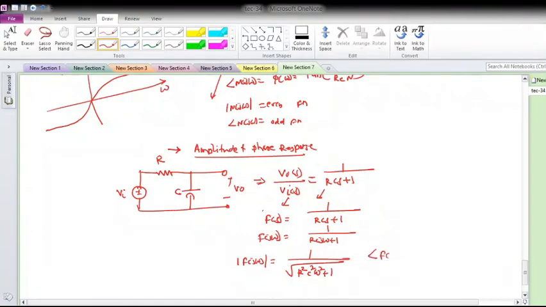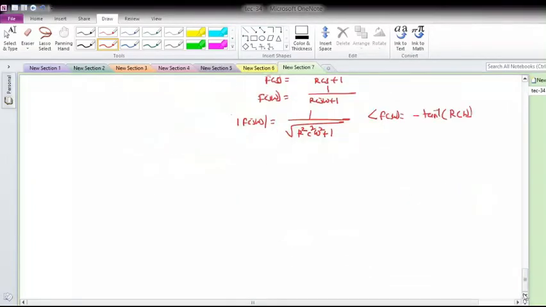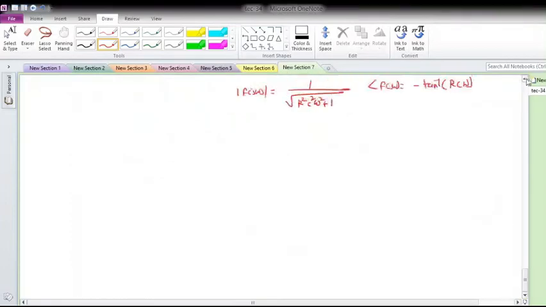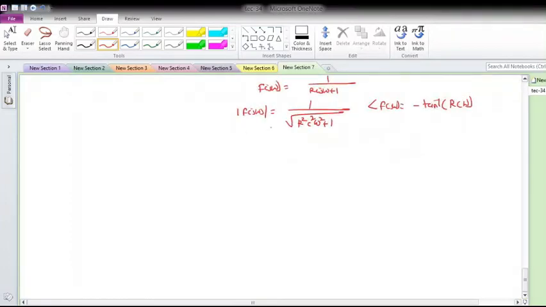And what is the angle of F of j omega? It will be minus tan inverse of RC omega. Now let me see how the magnitude response and phase response look. If omega is equal to 0, what will I get? Depending on the values of R and C, I get 1 over square root of 1 plus R square C square omega square. And as omega varies, what will happen?